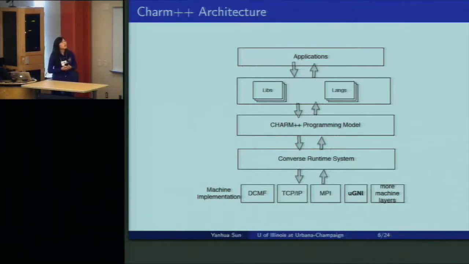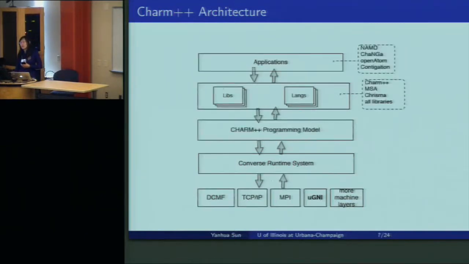Let's go over the Charm overview. This figure shows the 5 layers of the Charm architecture. On the top, we have different applications: molecular dynamics, NAMD, cosmology, ChaNGa, OpenAtom, and our new Contagion application. Below it are various libraries and all the special purpose languages, like Britain talked about earlier.